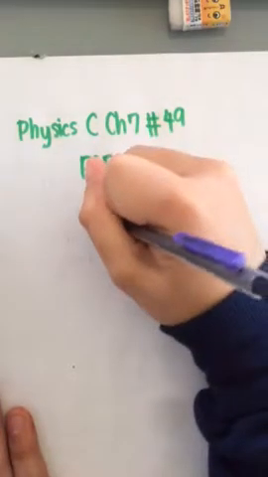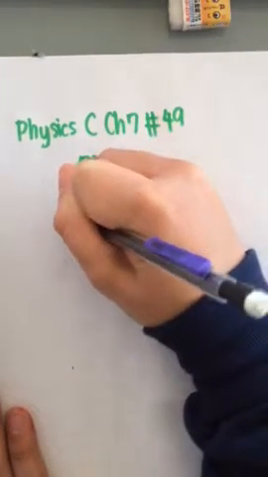Part D: if the particle is pulled 0.500 meters to the right and then released, what is its speed when it reaches the equilibrium point, x equals 0? So this is easy. Remember from part B, we got an answer, right? We're going to use that formula because that's the formula for potential energy in terms of x.